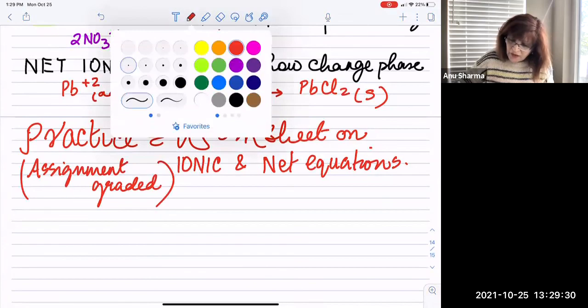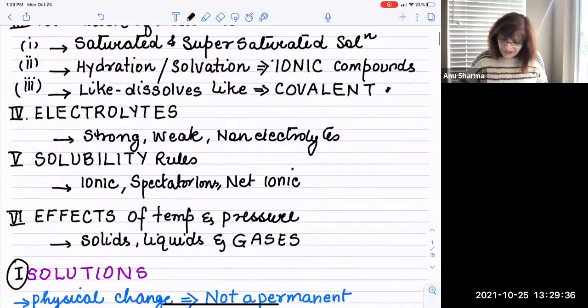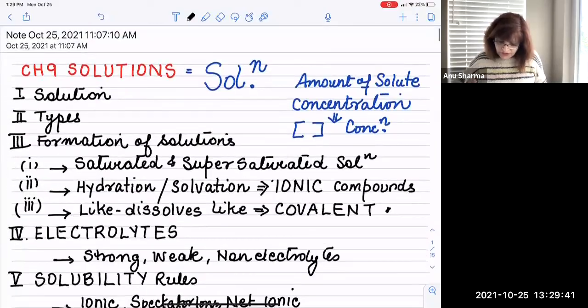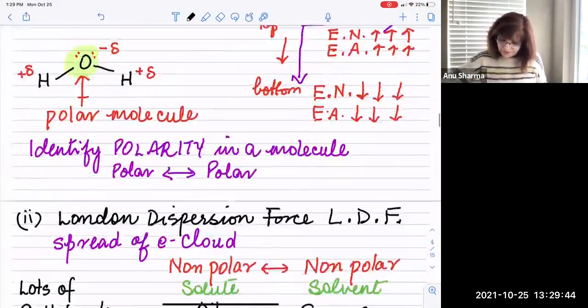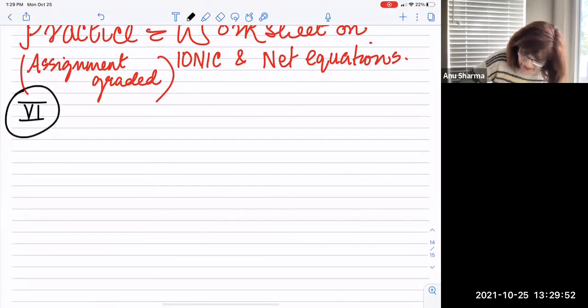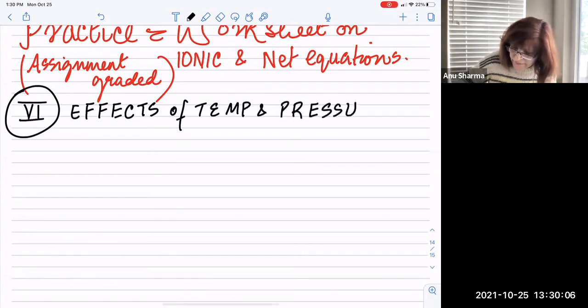All right, now comes the last part in our lecture today. It's been a very long lecture. Next is the effects of temperature and pressure. Sorry about that. That is the sixth part: effects of temperature and pressure on solubility.